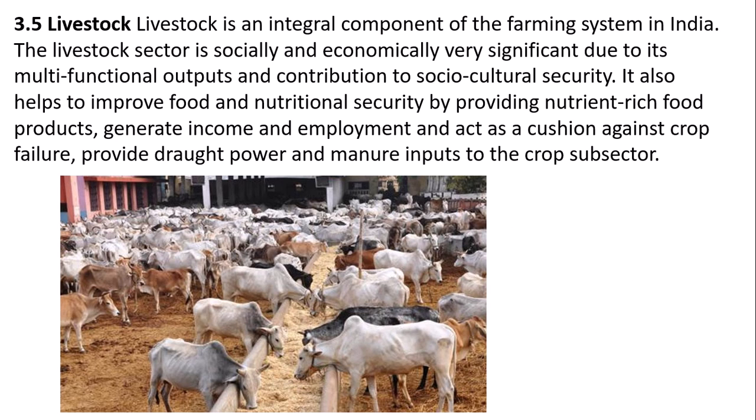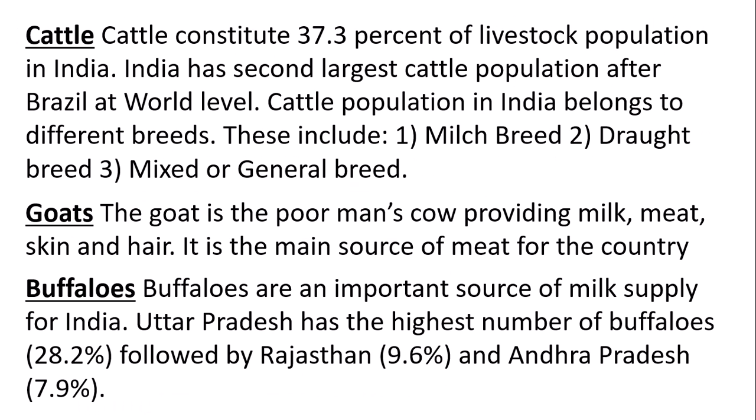About goats, we'll see the goat is a poor man's cow, providing milk, meat, skin and hair. And next, buffaloes. They are important source of milk supply for India. Uttar Pradesh has the highest number of buffaloes.